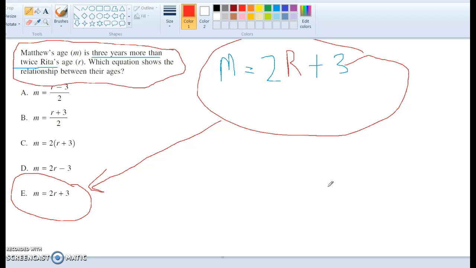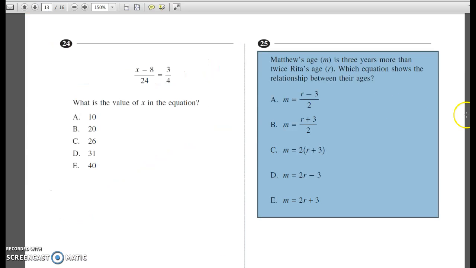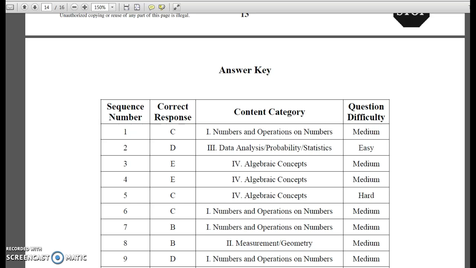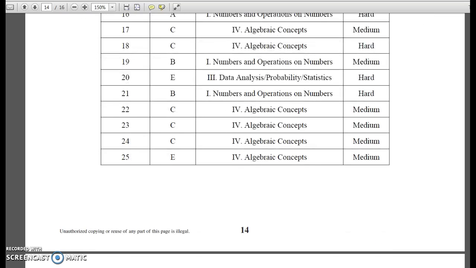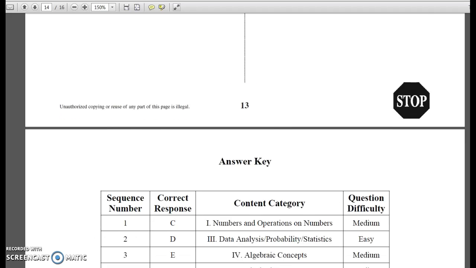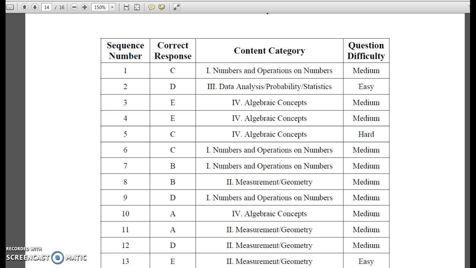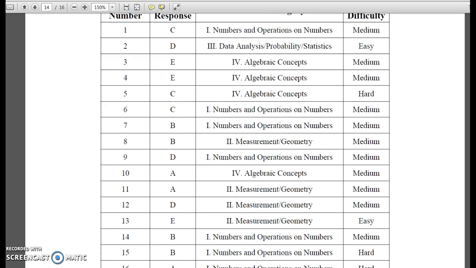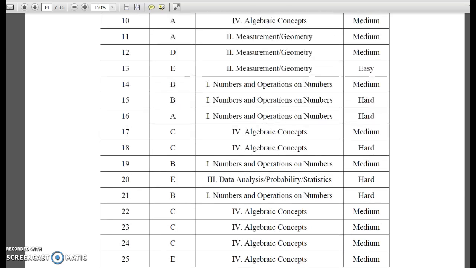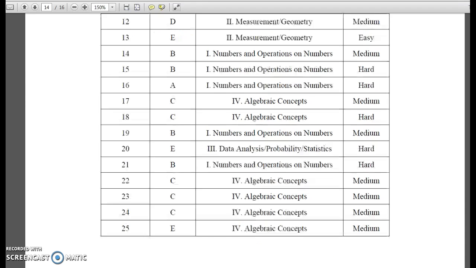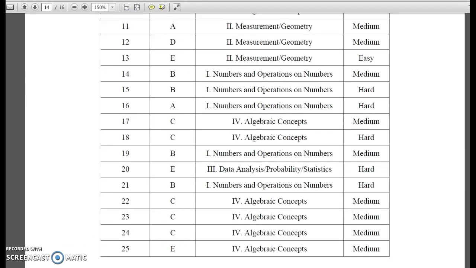I hope you've enjoyed our little journey through the HiSet here, and of course I'm hoping to do all of the other tests as well. With this particular document, you can find it at HiSet.com. It also comes with an answer key and it tells you which concept is being used, whether it's numbers and number operations, data analysis, algebraic concepts, measurement geometry, and it also tells you if the question is considered to be medium, easy, or hard.